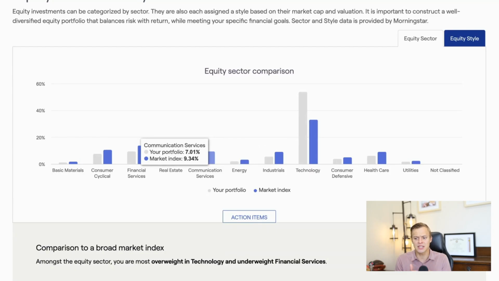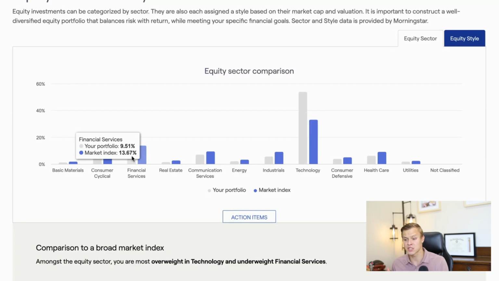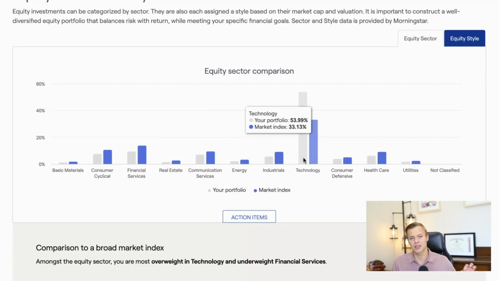So as a comparison to our broad market index, for both Dave and Carol, we can see here that we are most overweight in technology and most underweight in financial services. And graphically, we can see this. If we look at financial services, our portfolio is allocated into financial services at 9.5% versus the market index at 13.67%. And now because of that single stock concentration that we just looked at, our technology allocation is 54% versus the market index at 33%.